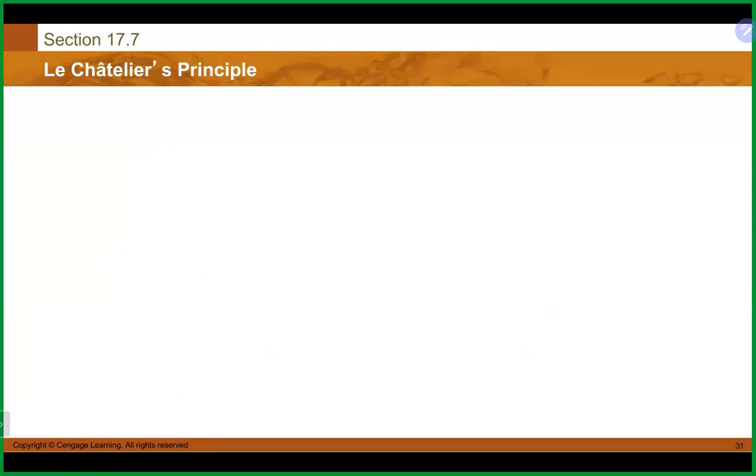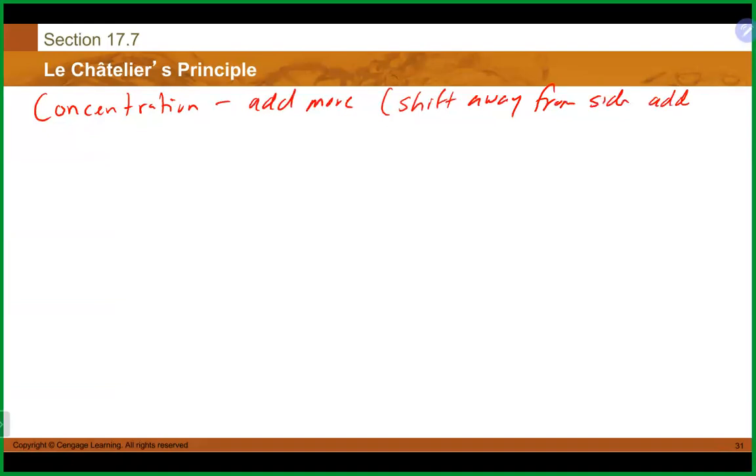So the first thing is concentration. And there's pretty much two things you could do. You could either add more. And typically when we add more, it will shift away from the side you added it to. The other thing that we can do with concentration is remove. And in that case, it will actually shift towards the side you removed it from.